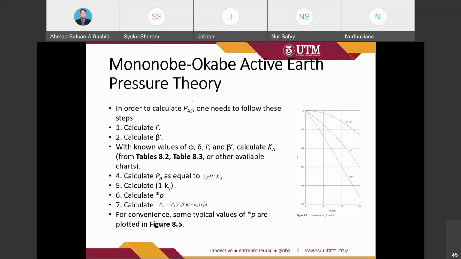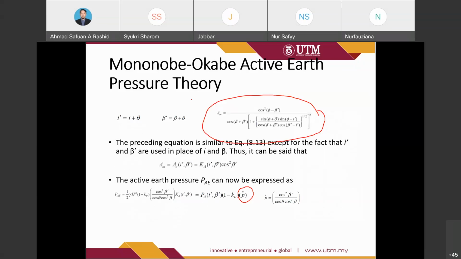Okay, so then they come up with this procedure. I will share with you one example on how to use this procedure. In order to calculate PAE, one needs to follow these steps. First calculate the I prime, and then calculate the beta prime. So this is the equation of the I prime and beta prime.